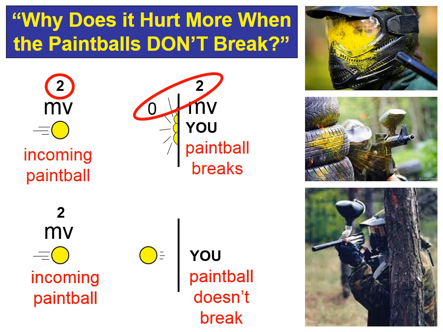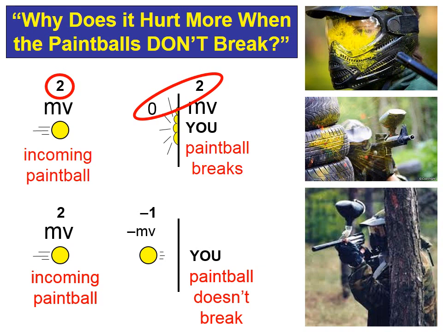Now this paintball hits you, but it doesn't break, it bounces off. And you can see by the picture that when the paintball bounces off, it's moving, in this case, to the left. Well, if moving to the right is positive 2 units of momentum, then moving to the left must be a negative momentum. And I'm just going to make up a number. I'm going to say it's negative 1.